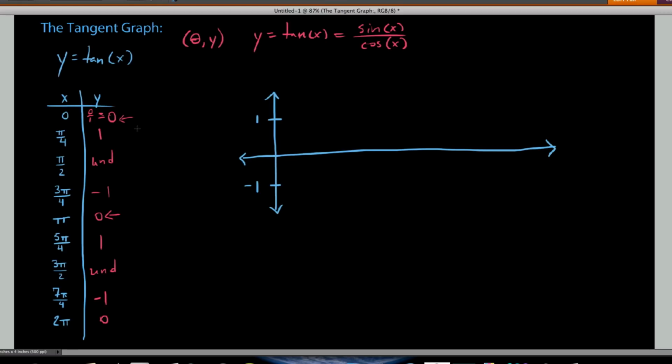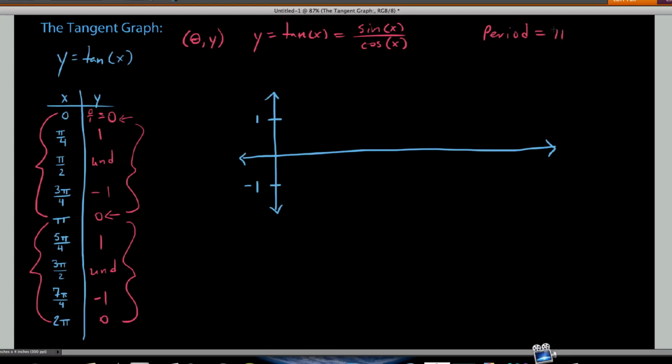And then after this, if you were to notice, from here to here, I would just be repeating the y values. So we say it took from 0 to pi to plug in for our y values to start repeating again. Or we could say from pi to 2 pi, that's also a length of pi radians. So we'd say the period of tangent is pi. Okay, and that's one thing we want to know about the tangent graph.